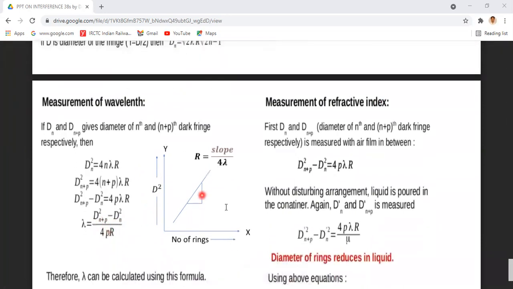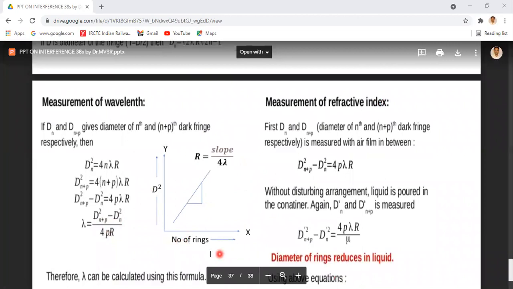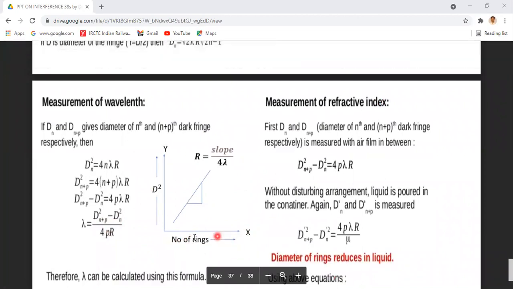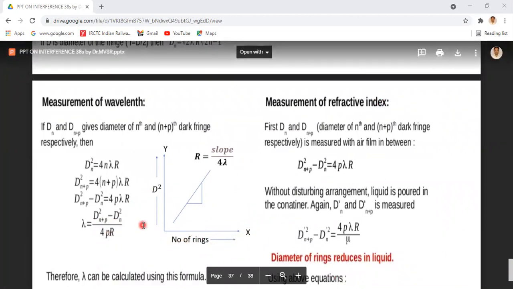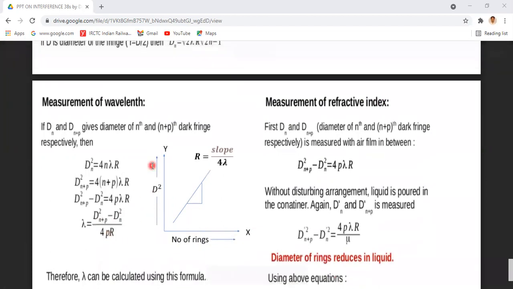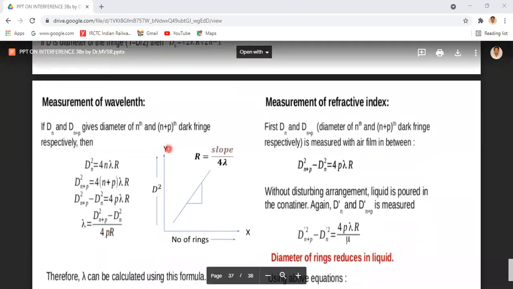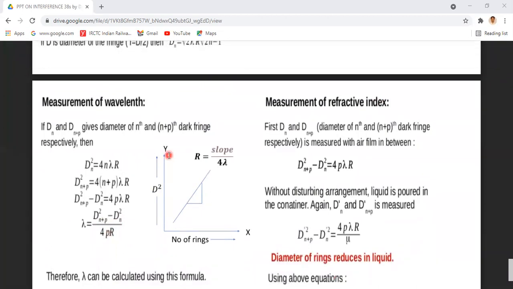So here I will also draw the graph. Take the number of rings on the x axis, and the values of d square are along the y axis. You have to choose the scale in appropriate values, according to your readings.